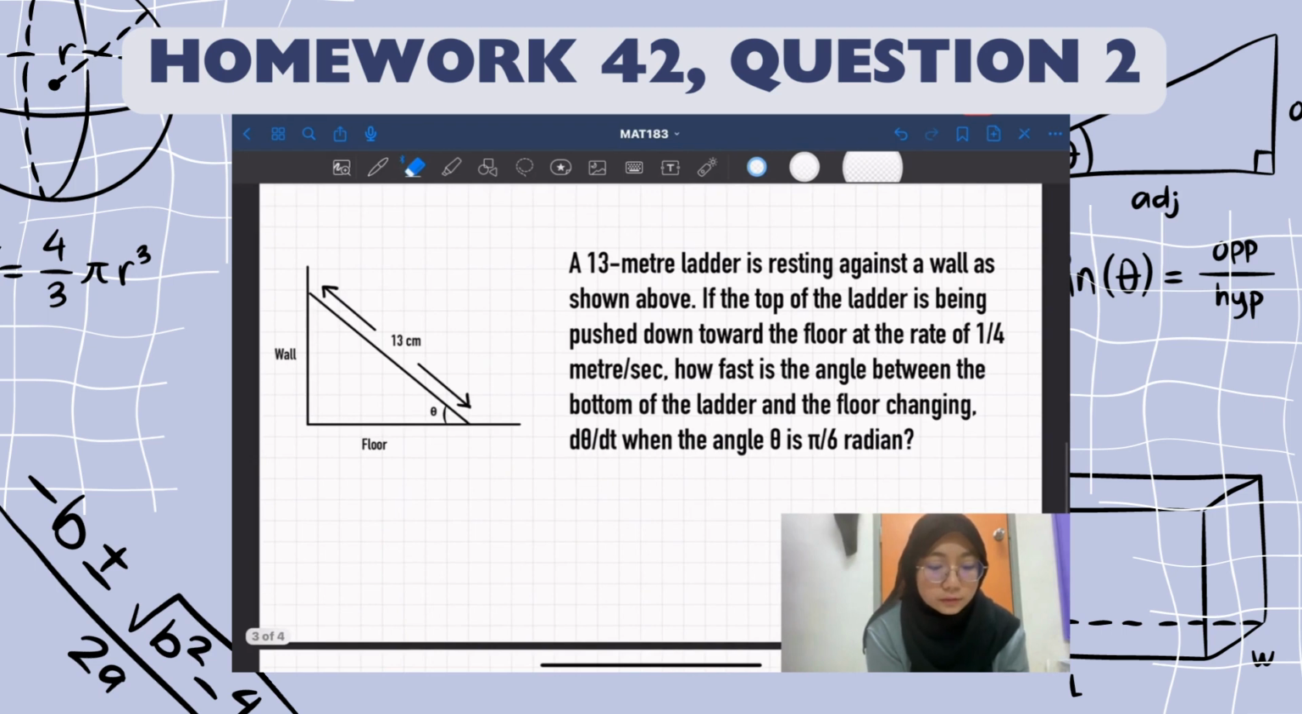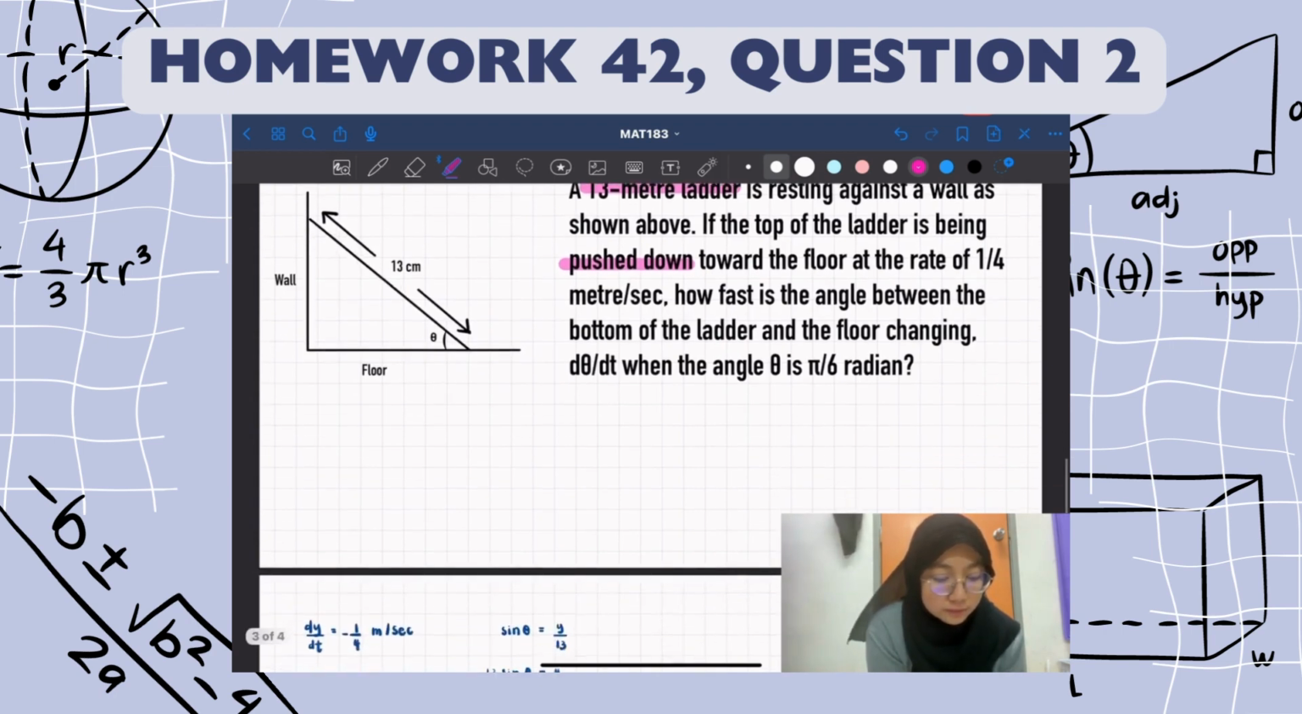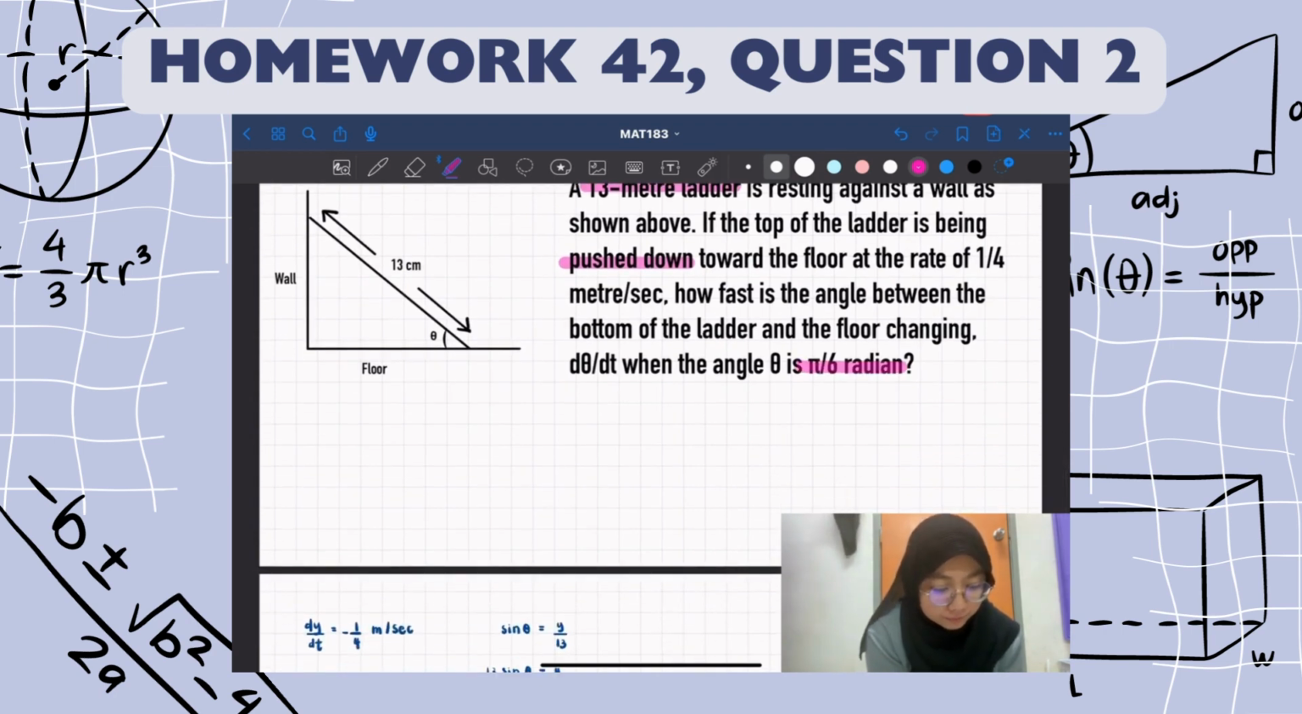Homework 42, question 2. A 13-meter ladder is resting against a wall as shown above. If the top of the ladder is being pushed down toward the floor at the rate of 1/4 meters per second, how fast is the angle between the bottom of the ladder and the floor changing? That is, d theta over dt when the angle theta is pi/6 radian.